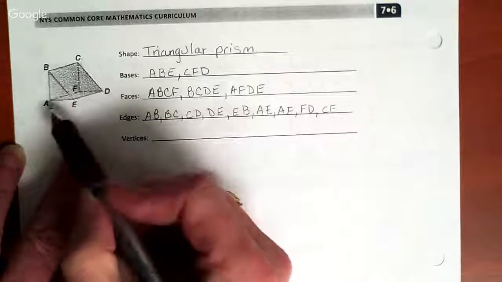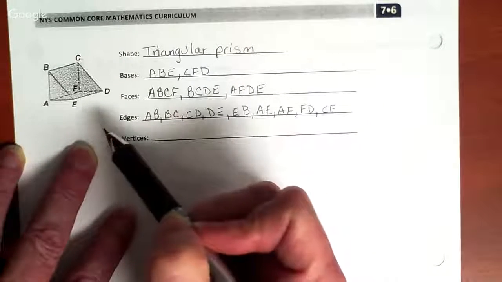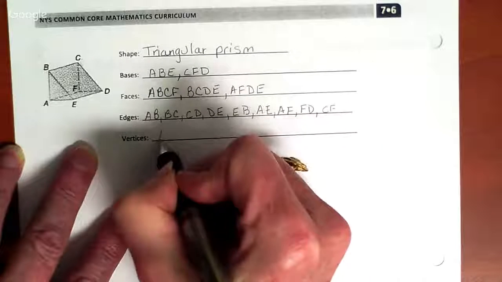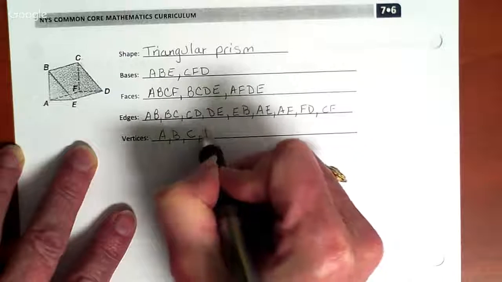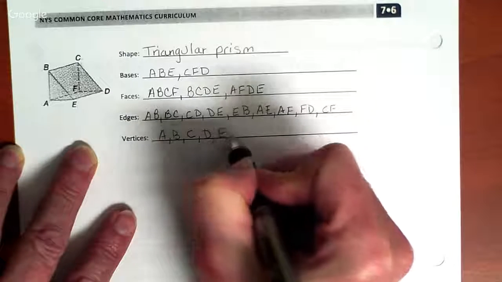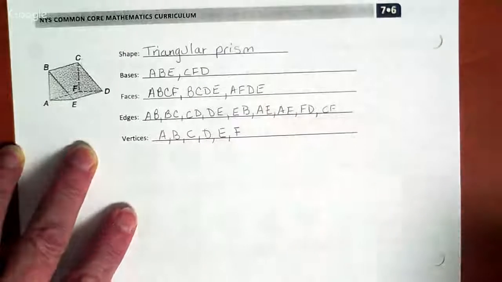Okay. And again, for our corners, we should have 6 of them. So I should have A, B, C, D, E, and F. Okay. That ends our lesson. Your homework would be the problem set at the end of lesson 6, all of the problems.